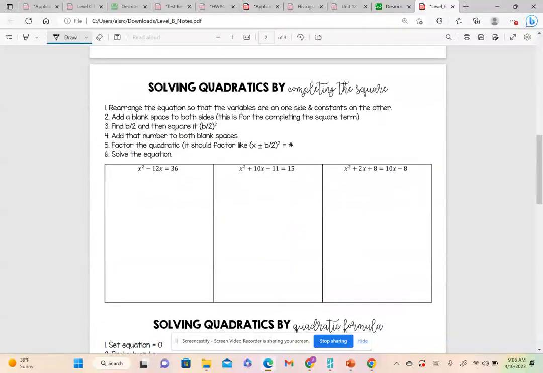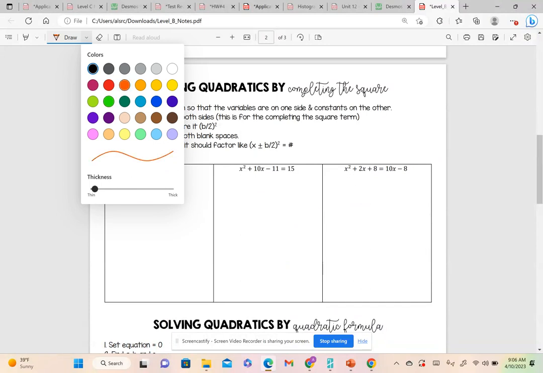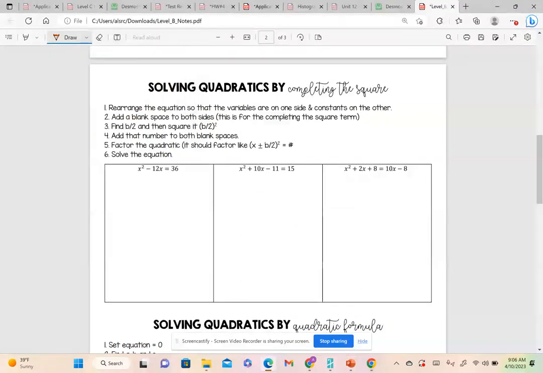Completing the square. Okay, this is probably the most difficult one of them, the most steps. So just make sure you're following along as I do the steps. I'm only going to do probably one of these examples. Okay, rearrange the equation so that the variables are on one side and the constants are on the other. So we're good here. With this one, you would need to add 11. So you'd have x squared plus 10x equals 26.